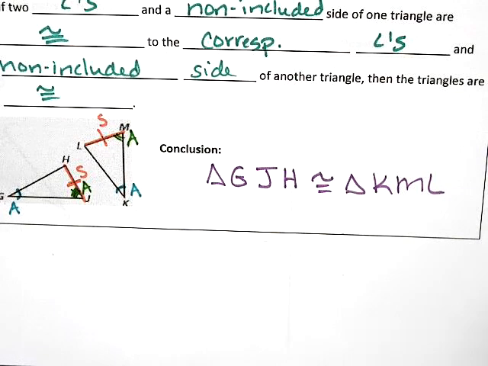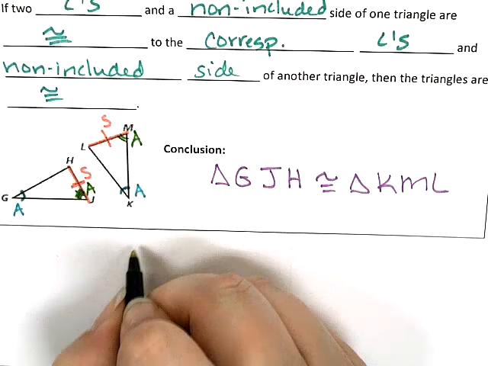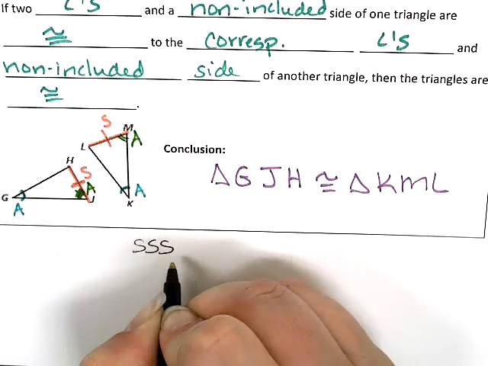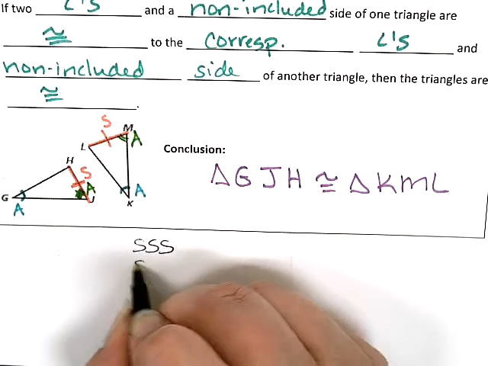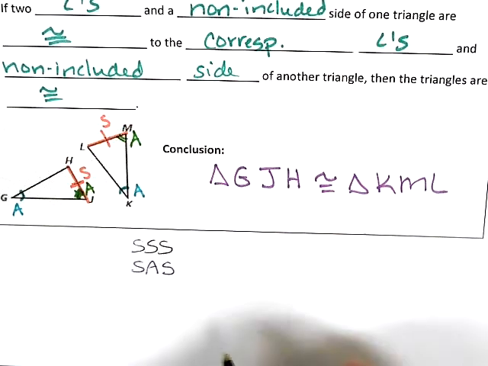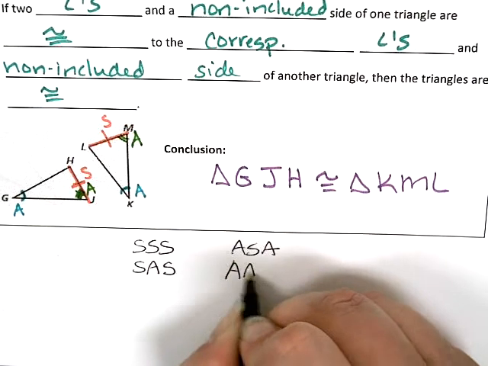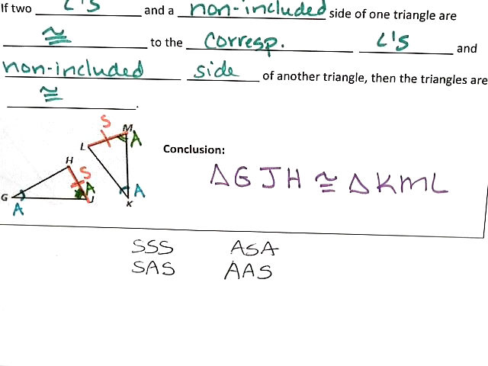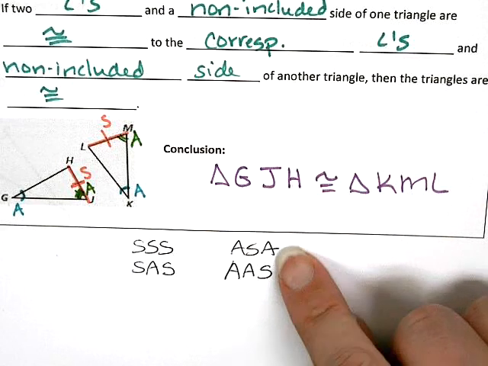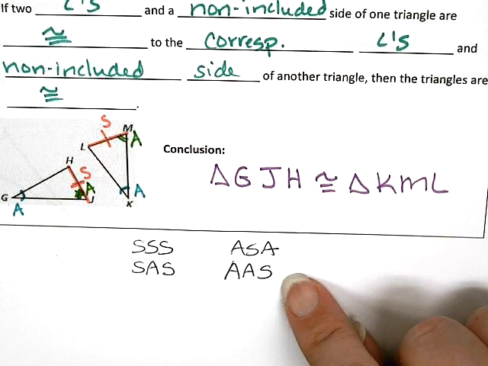I know there was a lot of letters in there, guys, okay, but the important part here is that we are going to be talking a lot about these different methods. So we had side, side, side, which was our SSS. We had side, angle, side. We had angle, side, angle, and we had angle, angle, side. These are our four main ways to prove that two triangles are congruent, okay? The order does matter, especially with these two, okay? We're going to talk a lot about it.